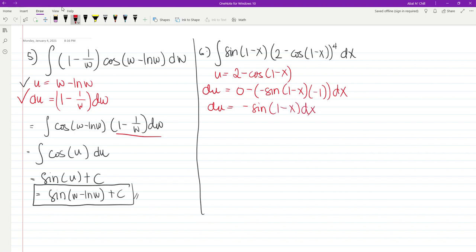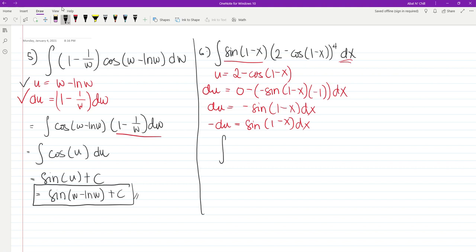And as you can see, we have sine of 1 minus x, and then we have dx. No need to worry about the negatives. So we can multiply this by negative 1 so that this becomes negative du, and we have sine 1 minus x dx. So now we have sine of 1 minus x dx. So now we can proceed with the u substitution.